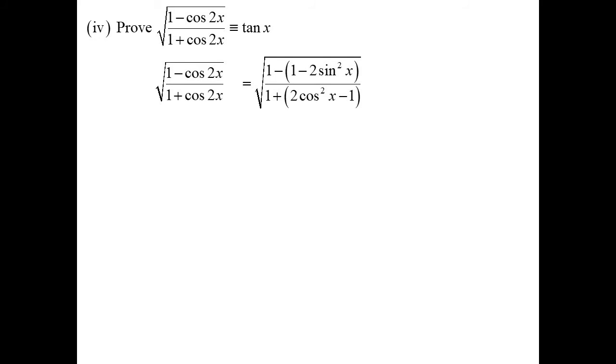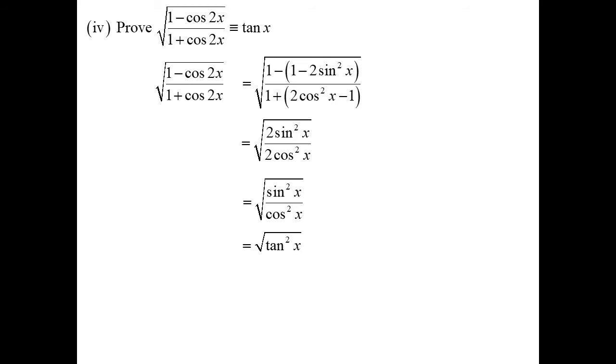It makes sense. So we'll end up on the top with 1 minus 2 sine squared, and on the bottom we get 1 plus 2 cos squared minus 1. And we get some cancelling happening there. 2 sine squared on 2 cos squared, well the 2's obviously cancel. Sine squared on cos squared is tan squared. Square root of tan squared, we have our result that we're looking for, tan.